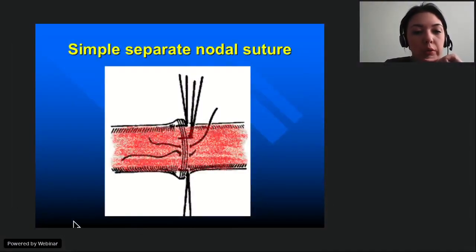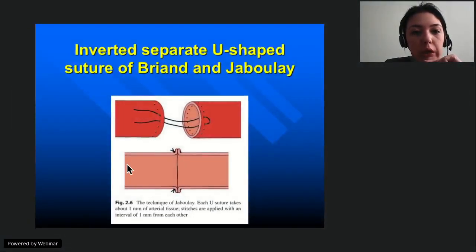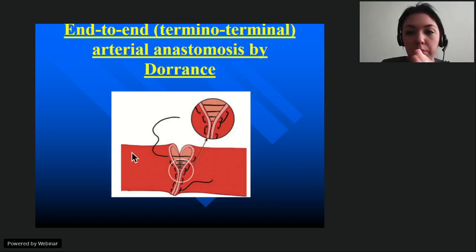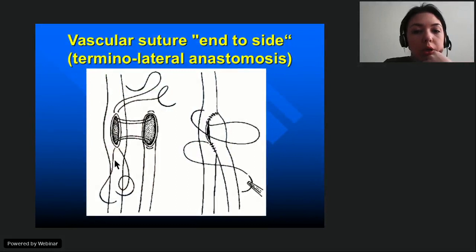Here you can see simple separate nodal suture, and this one is U-shaped, or mattress suture, of Brian and Jeboulet. They also used many different techniques. Here you can see terminal end-to-end arterioanastomosis by Dorrance. It's like mattress suture. And here you can see anastomosis end to side, terminolateral anastomosis.